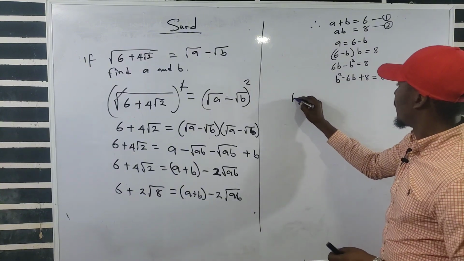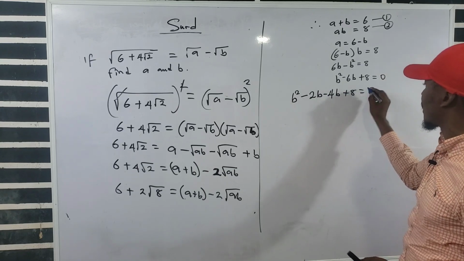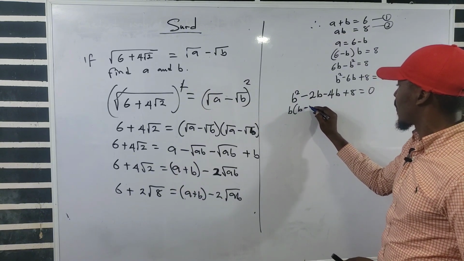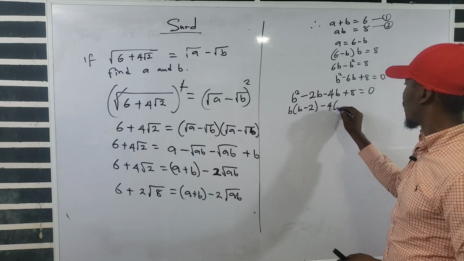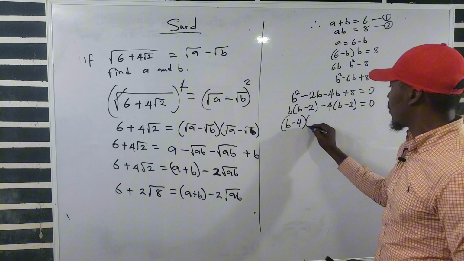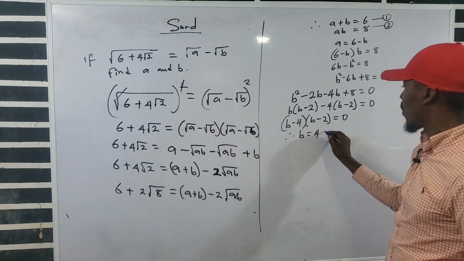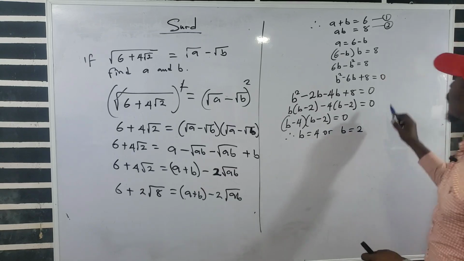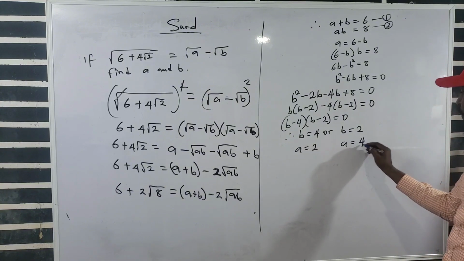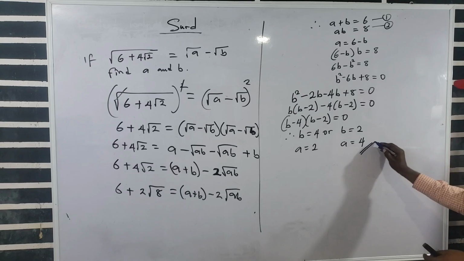That will give us b squared minus 2b minus 4b plus 8 equals 0. So that will give us b into b minus 2 minus 4 into b minus 2 equals 0. So b minus 4 into b minus 2 equals 0. Therefore, b equals 4 or b equals 2. So if b is 4, a is 2, and if b is 2, a is 4. So any of that can give you your answer. So we have gotten our a and b.